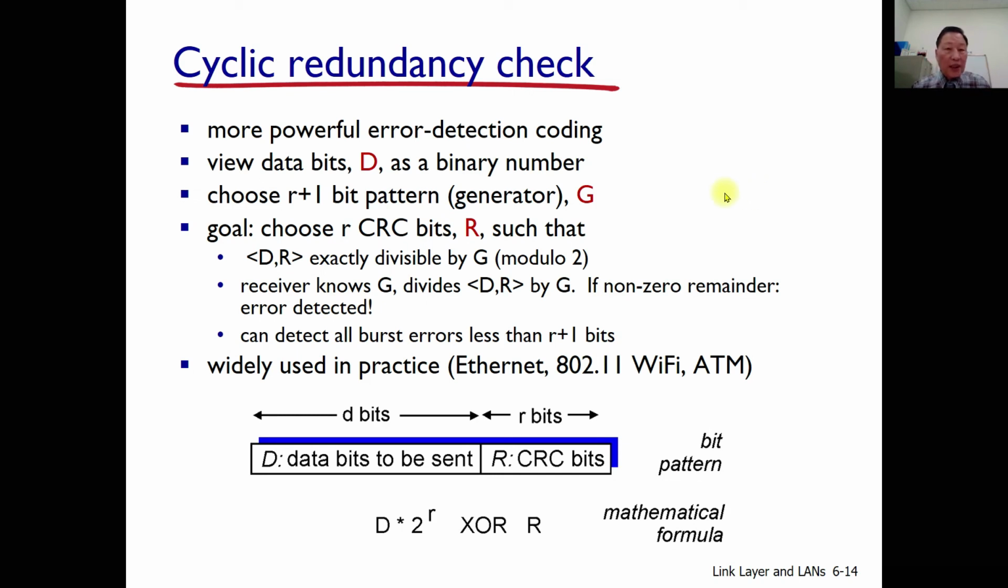We are using this CRC. That acronym is a popular one. The original full name is cyclic redundancy check. The algorithm works in this way, cyclic redundancy check. This scheme is a more powerful error detecting scheme.